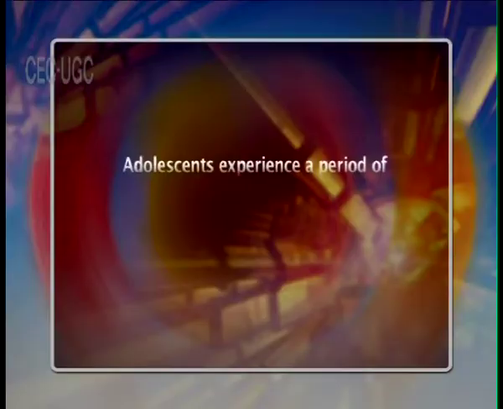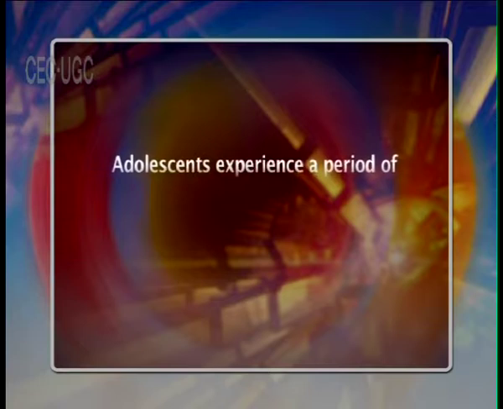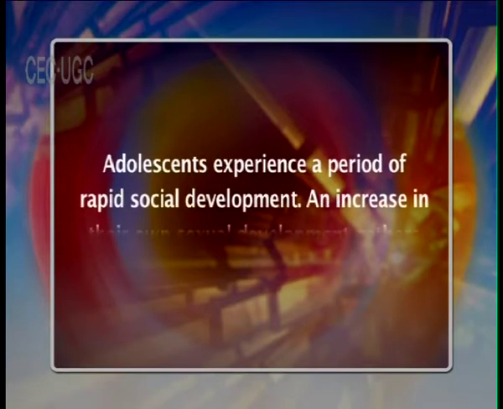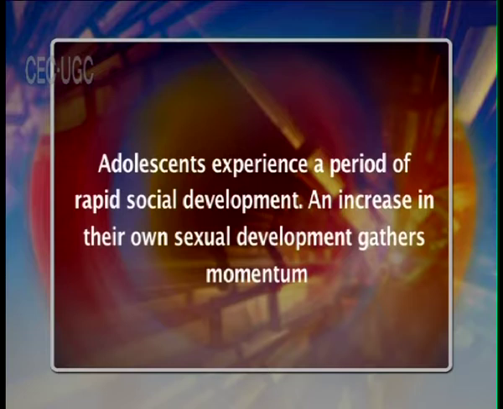During this phase, adolescents experience a period of rapid social development. An increase in their own sexual development gathers momentum. They strive to move with peers. In early adolescence, development mainly centralizes around the self-image as a result of psychological change.